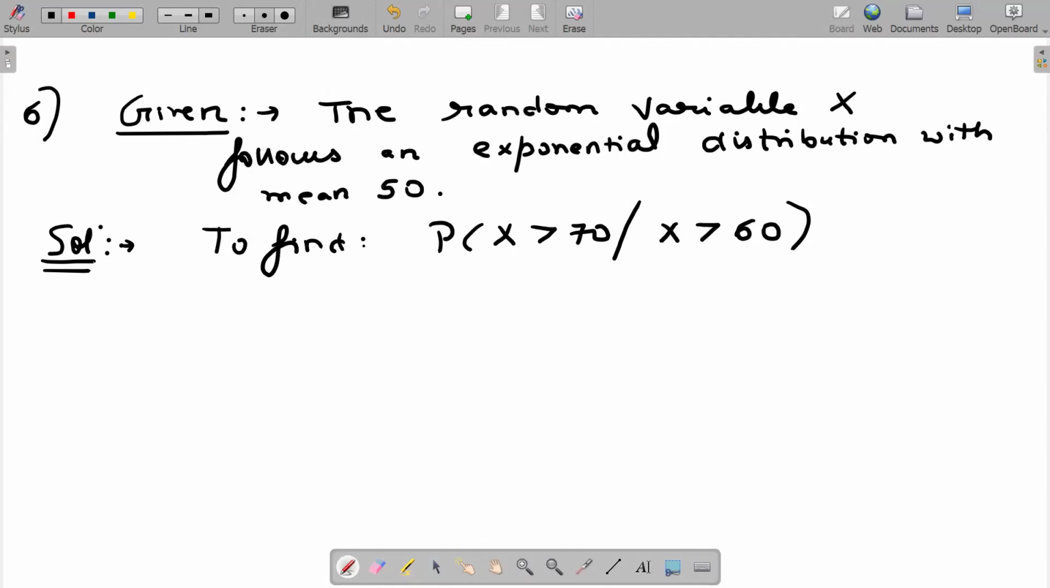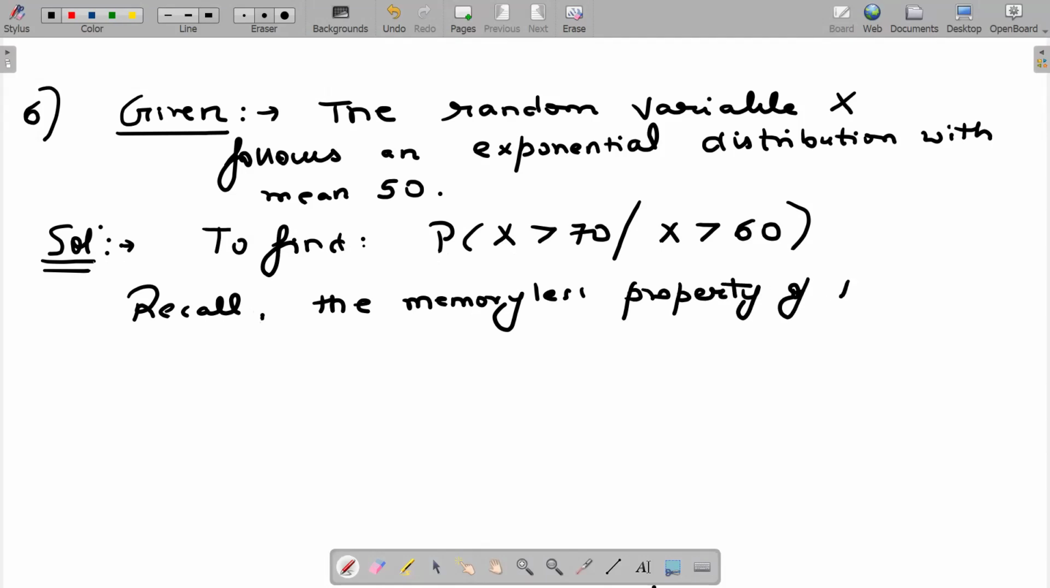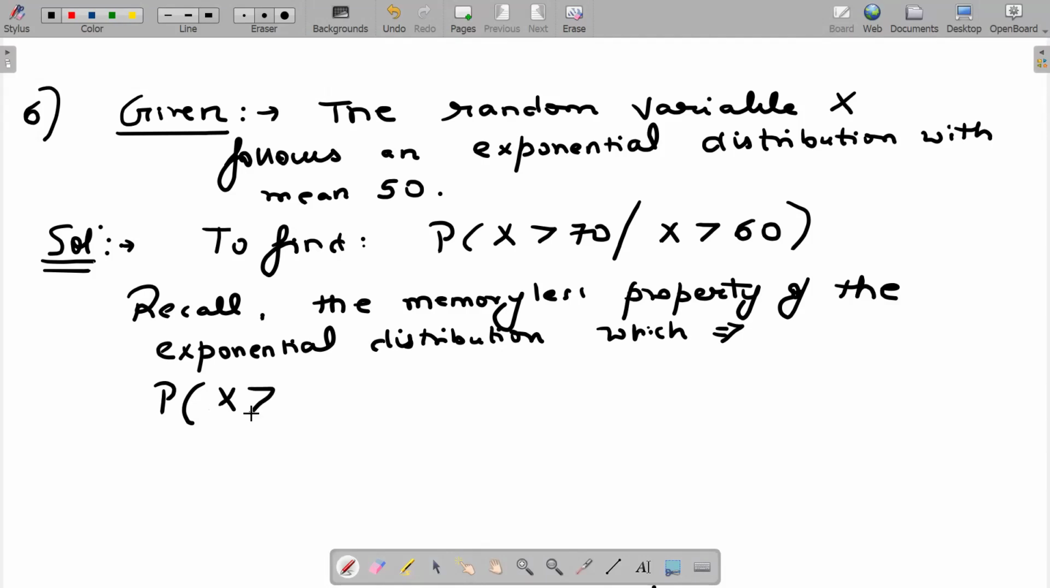If all students recall the memory-less property of the exponential distribution, which implies what? It implies that the probability of x greater than a time period s plus t, conditional on x greater than the time period s, will simply be equal to the probability of x greater than the time period t.